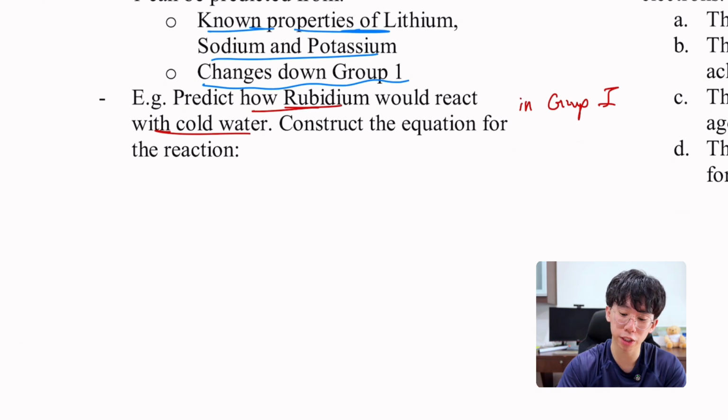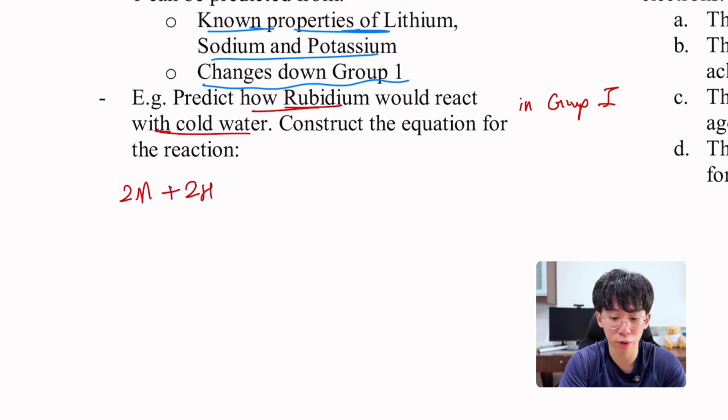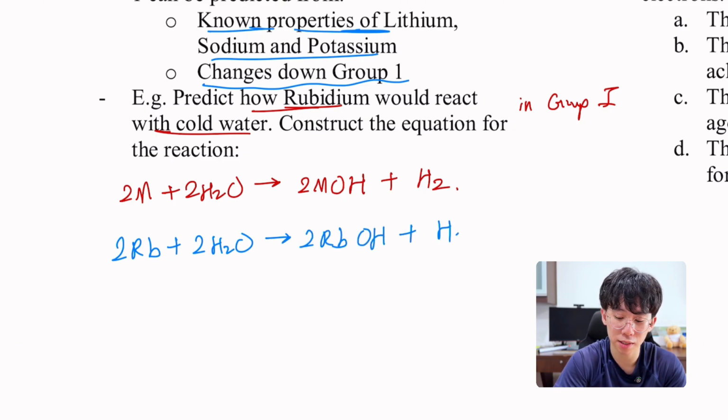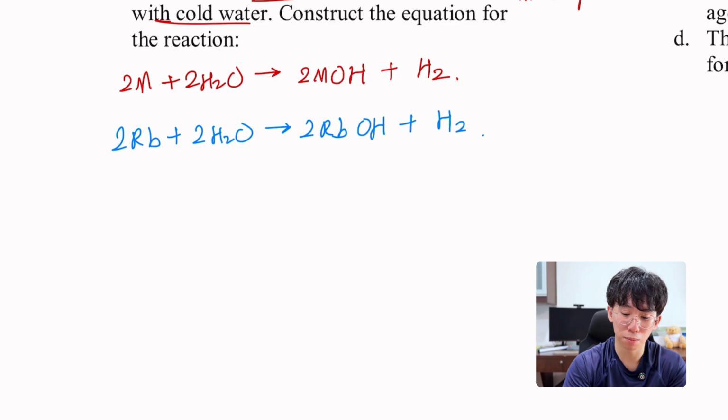We remember the equation is this simple equation over here, which is 2M + 2H2O, and this will give you the hydroxide, which is 2MOH + H2. So we know that it gives you the metal hydroxide at the end. So if you want to construct the equation for rubidium, it is 2Rb + 2H2O to give 2RbOH + H2.